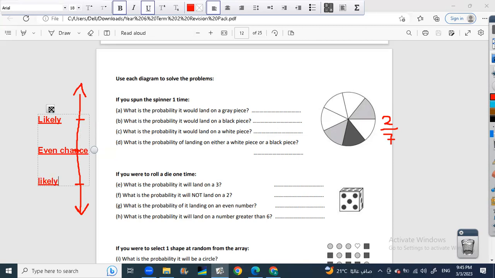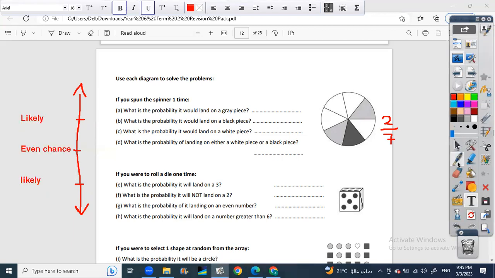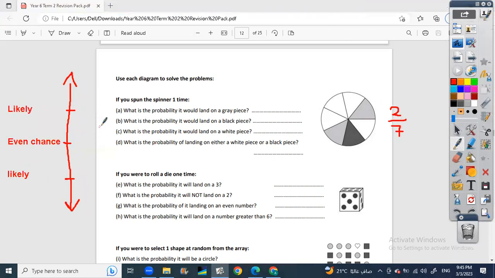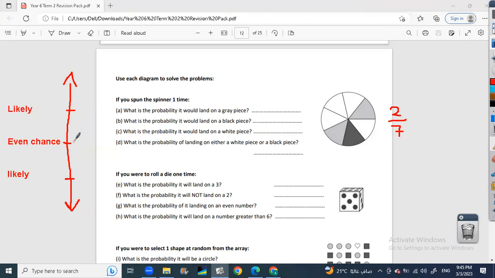All right. Look at this. We agreed here if it is the half exactly. If I wrote the fraction and I found that the fraction is the half exactly, then it is even chance. But if the fraction is more than the half, then it is likely. And if the fraction is less than the half, then it is unlikely. I forgot to write here, unlikely. All right, unlikely. Okay, good.